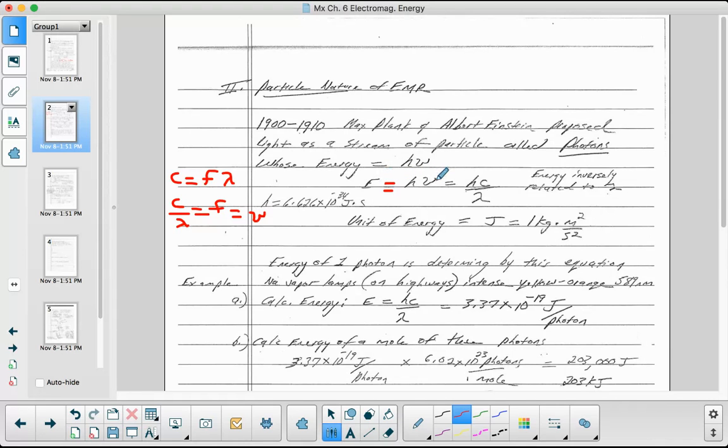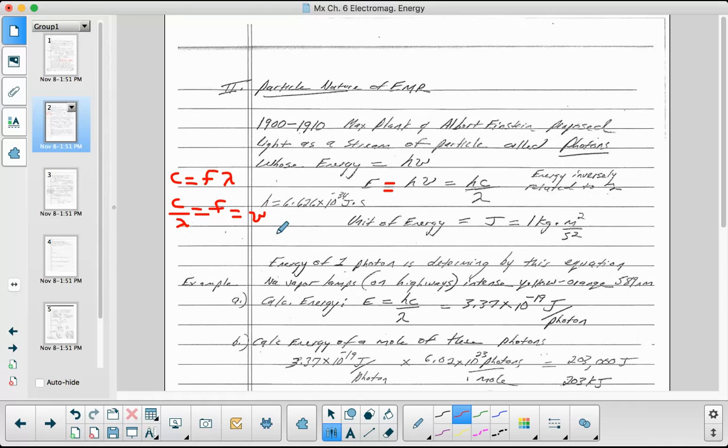And since, by our equation from our previous video, c is equal to frequency times wavelength, we can algebraically manipulate this equation to say that frequency is equal to c over wavelength, c being the speed of light.